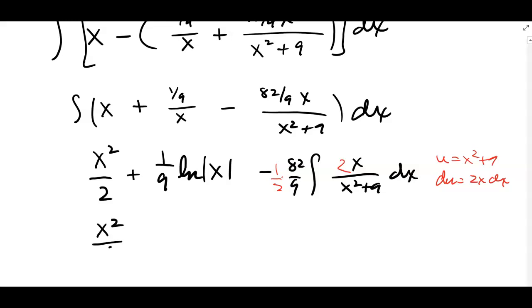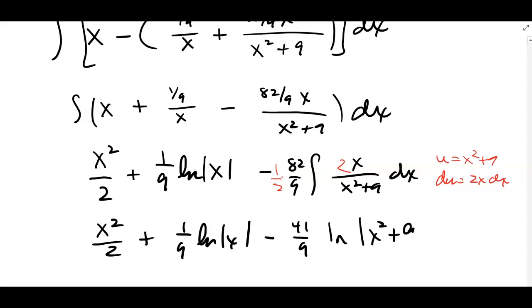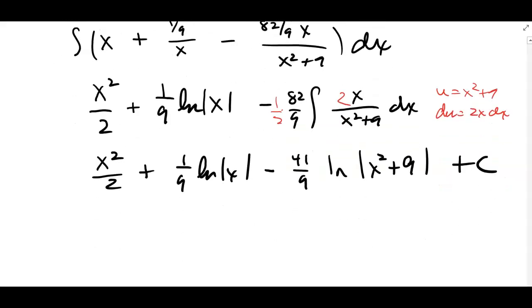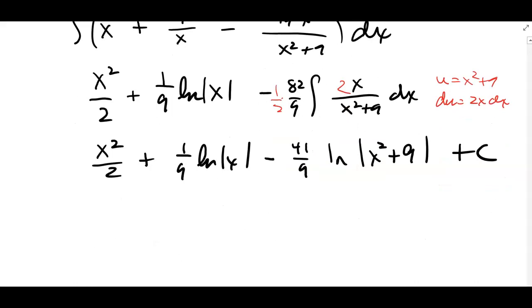We have x squared over 2 plus 1/9 ln of x minus, what's that, 41/9 ln of x squared plus 9 plus C. And you can pull them together. I don't know that it's really going to make it any neater because of the crazy exponents you would end up with. Okay, so we can just leave it like that.